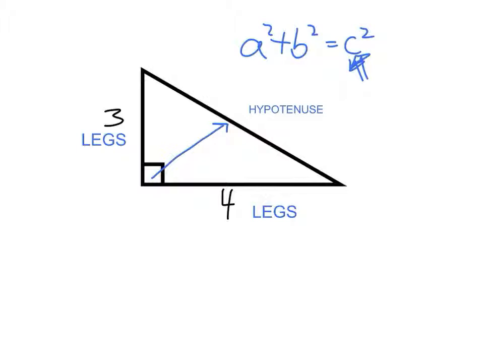So we could set this up as 3 squared for a squared plus 4 squared equals c squared, finding c the hypotenuse. So solving this, 3 times 3 is 9, plus 4 times 4 is 16, and that's equal to c squared.